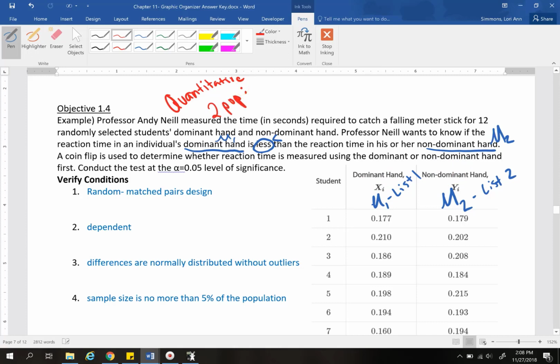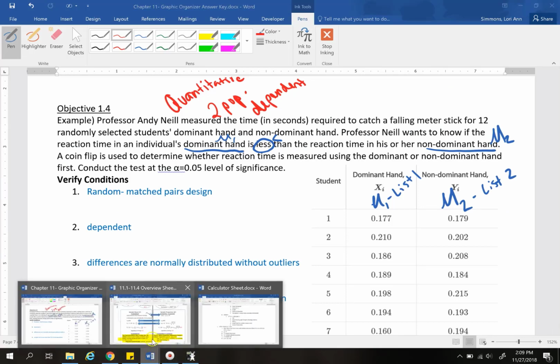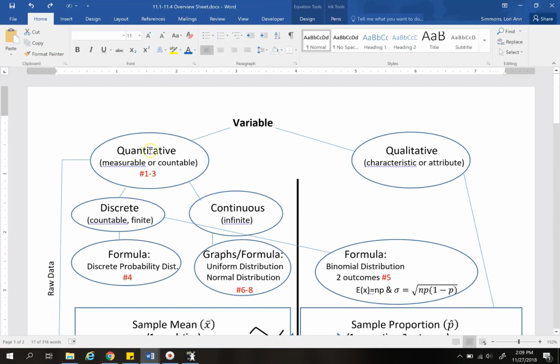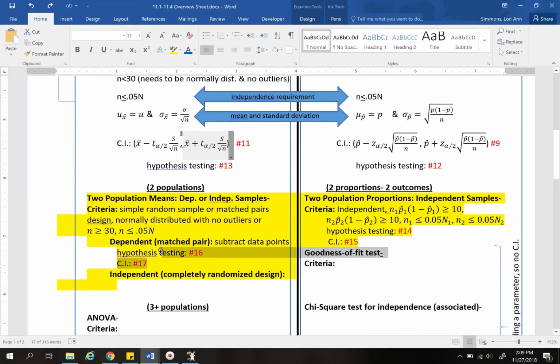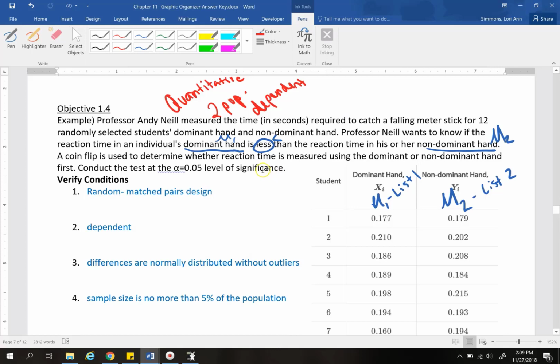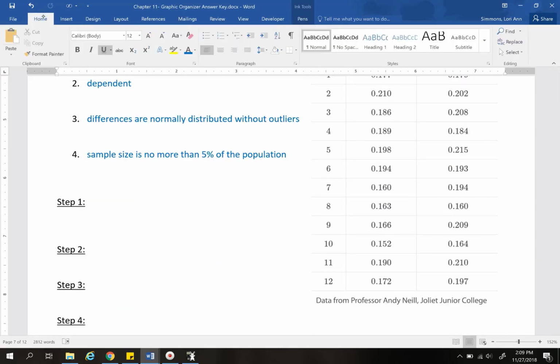Is it independent or dependent? Dependent. It's a matched pair. So if you can figure out those things, you can go to your overview sheet, go to quantitative, go to two populations that are dependent. And this should tell you to use 16 and 17 on your calculator sheet, depending if you want the hypothesis test or confidence interval. So I would try and get in the habit of doing that consistently.